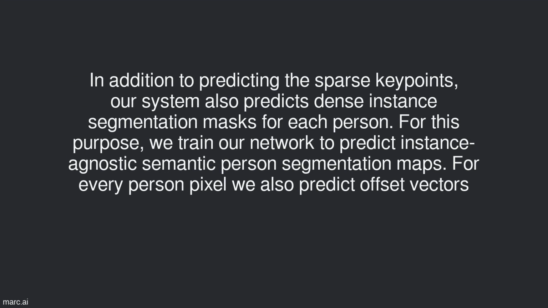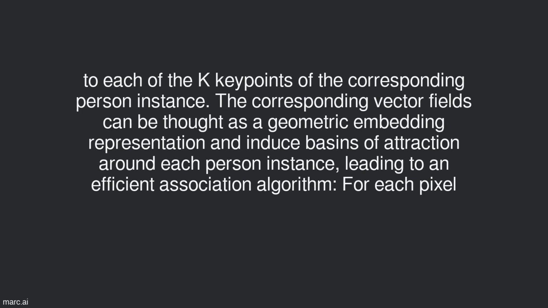In addition to predicting the sparse keypoints, our system also predicts dense instance segmentation masks for each person. For this purpose, we train our network to predict instance-agnostic semantic person segmentation maps. For every person pixel we also predict offset vectors to each of the k keypoints of the corresponding person instance. The corresponding vector fields can be thought of as a geometric embedding representation and induce basins of attraction around each person instance, leading to an efficient association algorithm.